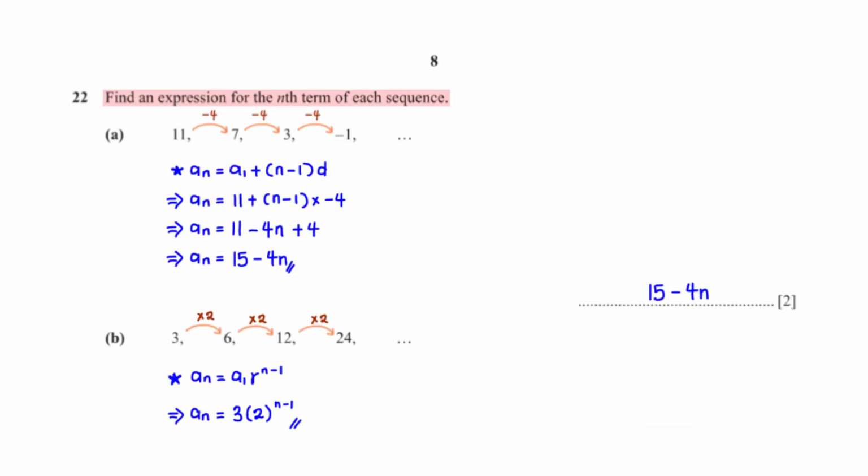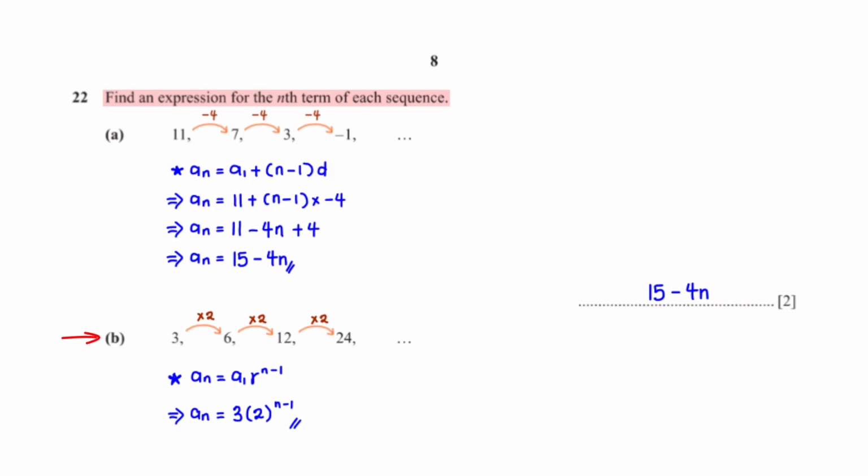Find an expression for the nth term of each sequence. When we look at the terms in this sequence, we see that they have a common difference of negative 4. So we can use this formula to get the nth term for the sequence. A1 is the first term, which is 11. D is the common difference, which is negative 4. When we expand the brackets, negative 4 times n is negative 4n. Negative 4 times negative 1 is 4. 11 plus 4 is 15, so we have 15 minus 4n.